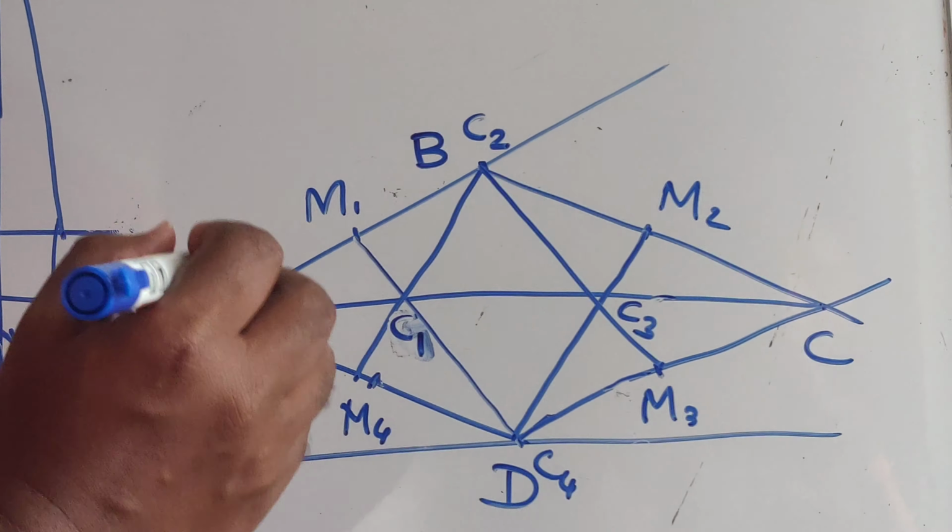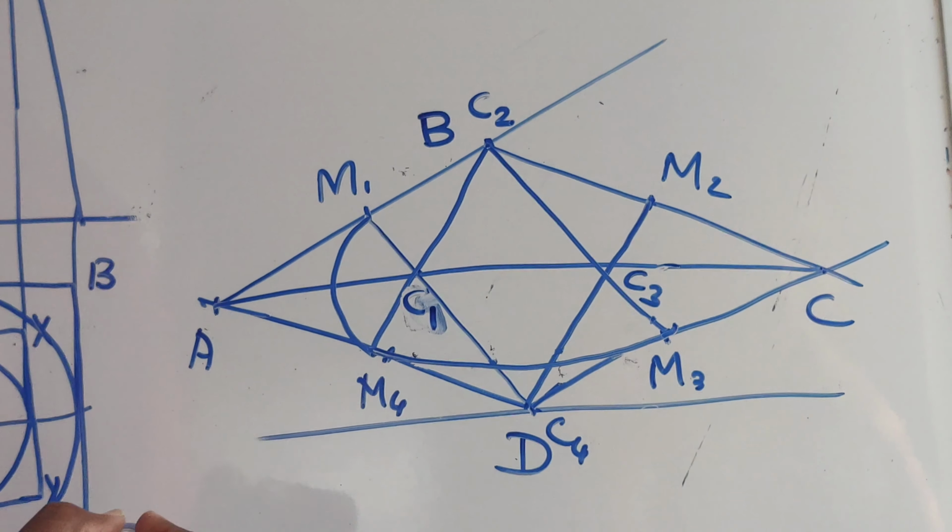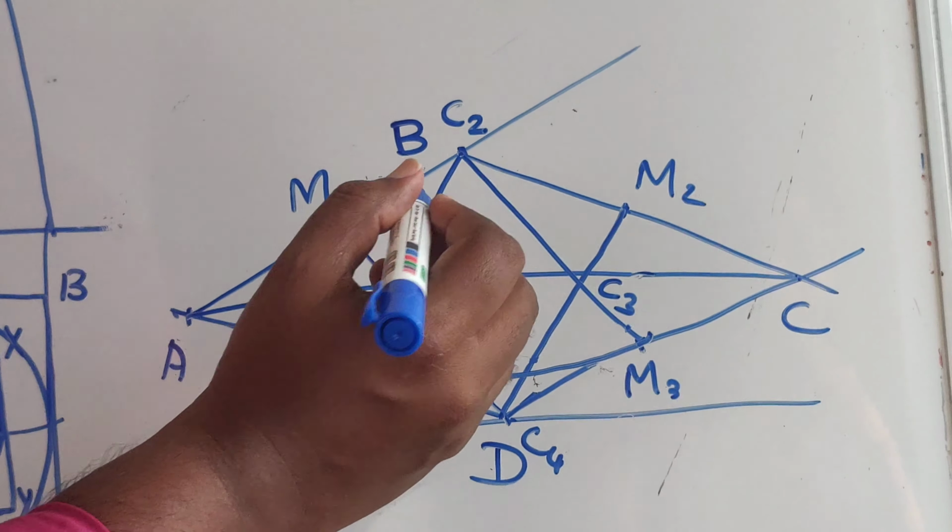So now you can draw the arcs. Taking C1 as center, C1 M1 as radius, you can draw the arc. Taking C2 as center and C2 M4 as radius, you are drawing the next arc. Taking C3 as center, C3 M2 as radius, drawing the next arc. C4 as center and C4 M1 as radius, drawing the remaining. Now you got the bottom base.